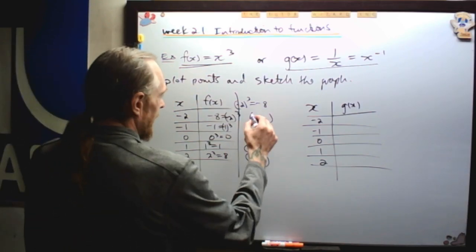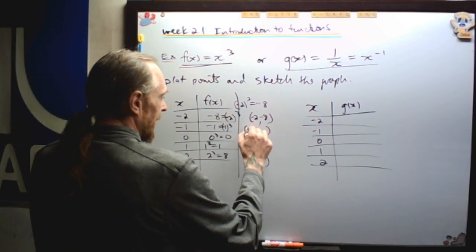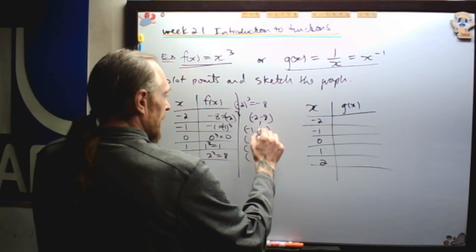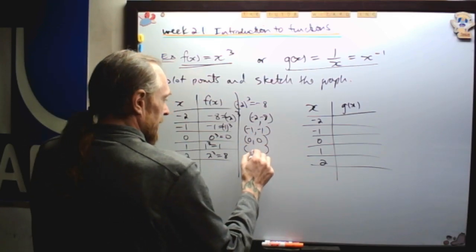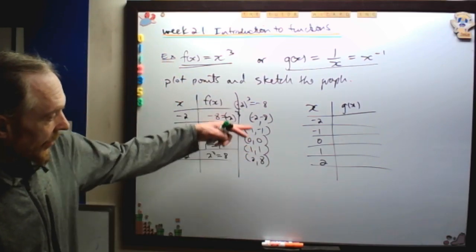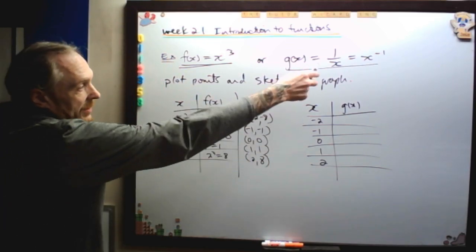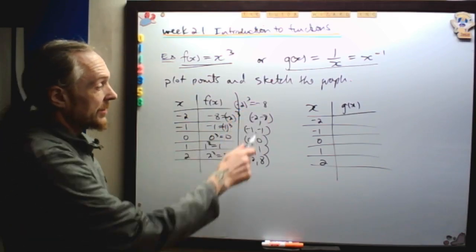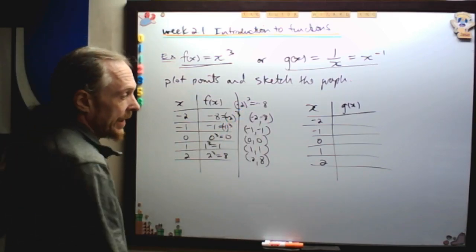And then so what we're going to get is at negative 2 we get negative 8. At negative 1 we get negative 1. At 0 we get 0. At 1 we get 1. And then at 2 we get 8. So we can start building what we're going to call the graph. And then this will start doing the first thing we're going to talk about, which is going to be domain. Let's look at the domain.